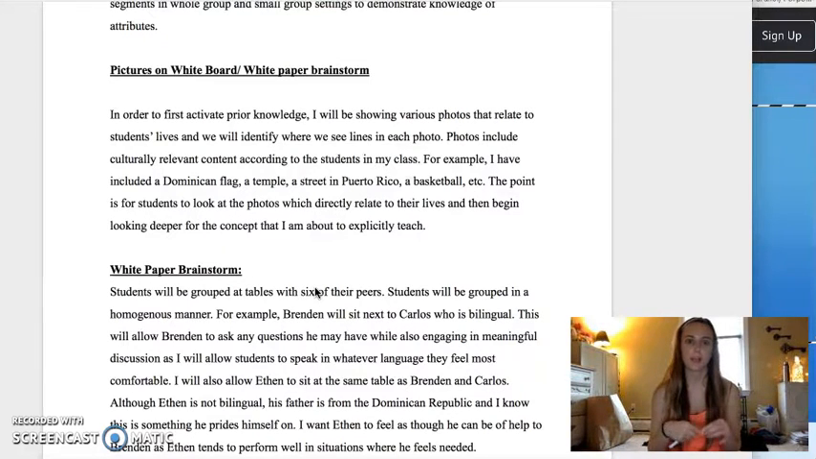Ethan I put at that table because I find that he does well in situations where he can contribute, like he just thrives in situations where he's needed. So I thought that that would be good because he could then help Brendan also, and he's Dominican. So although Ethan isn't bilingual, he's Dominican and he understands a lot of Spanish. So I thought that would be good to help him develop his language too.